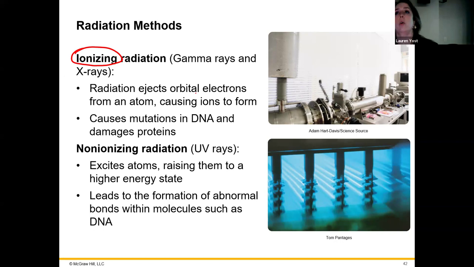So it's going to go through your whole entire body and cause orbital electrons to be shot out, creating ions in your body. Because now you're losing your electrons and now you've got charges, usually positive, right? Associated with that. So then that can lead to mutations in the DNA that are very severe. It can damage the proteins and it can damage any of the molecules in the whole body, basically.